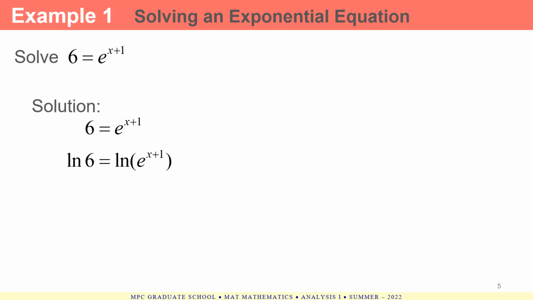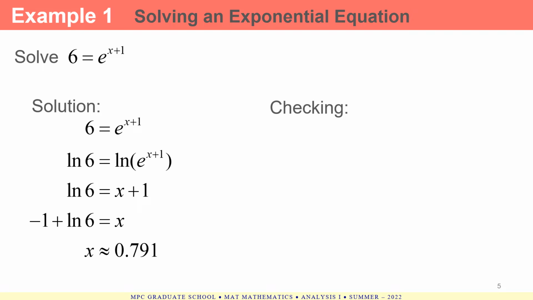And now we can apply the inverse property. So that will result to ln of 6 is equal to x plus 1. And we can now solve for the value of x. So x is equal to negative 1 plus ln of 6. And using your scientific calculator, you can get the approximate value of x. So that is 0.791.